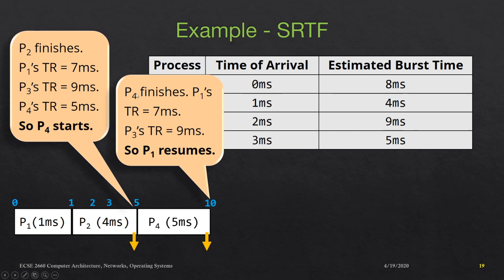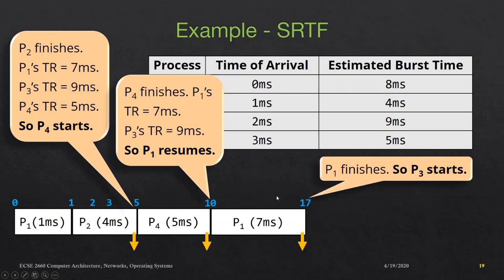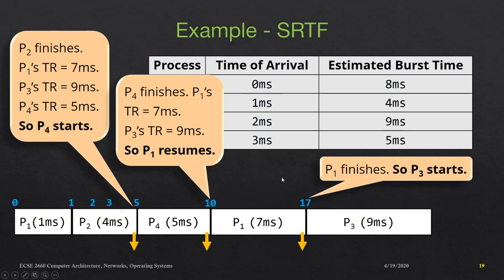At 10 milliseconds, we are going to have to make a choice between P1 and P3. P1's time remaining is 7, P3's time remaining is 9. So P1, because it has shortest remaining time, it will resume. It goes back from the ready state to the running state, or gets the CPU processor, and it will work for 7 milliseconds. It will finish at 17 milliseconds, and then we will work on P3 next, because that's the only process remaining. So we'll work on P3 last.